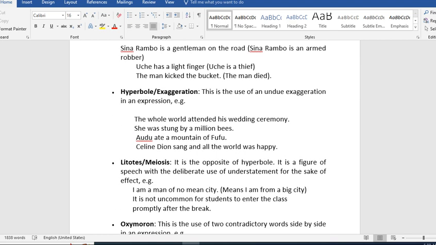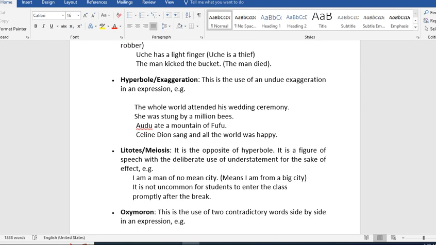Next one is hyperbole or exaggeration. This is the use of undue exaggeration in an expression. For example, the whole world attended his wedding ceremony. Is it possible? No, that's funny. Is it possible for the whole world to attend somebody's ceremony? That is hyperbole. She was stung by a million bees.